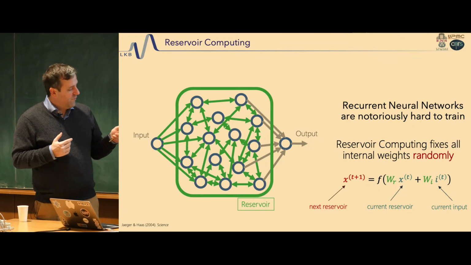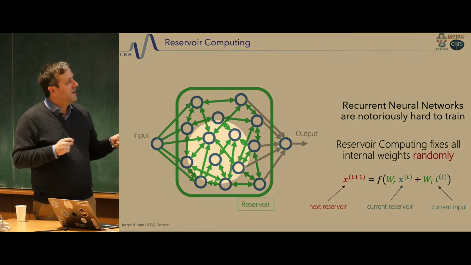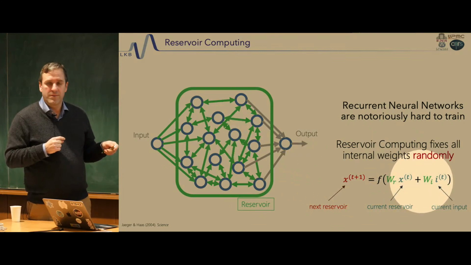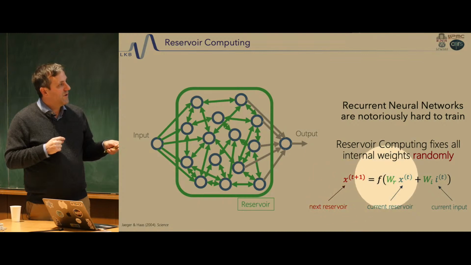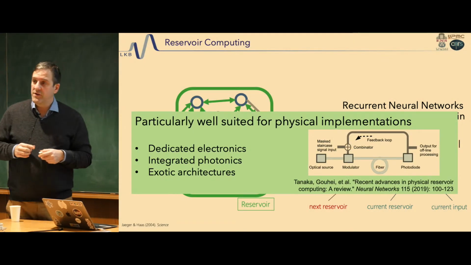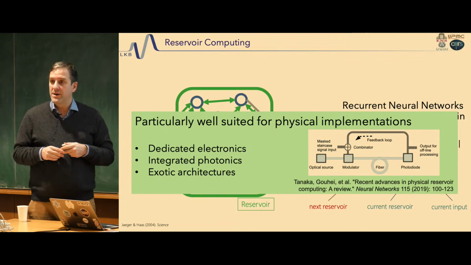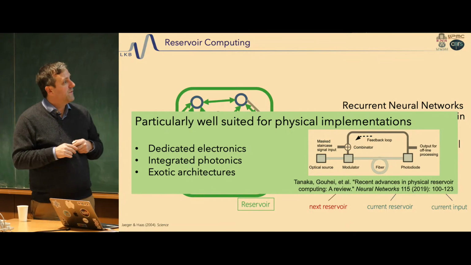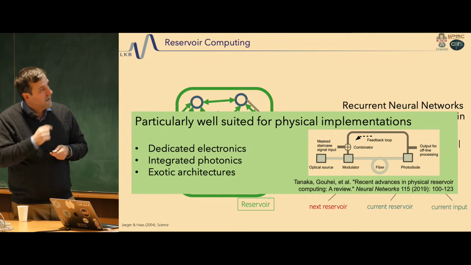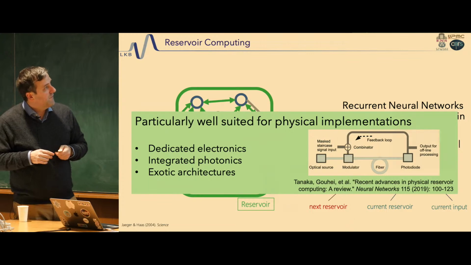But the nice point, and what made the connection, is that if you make the reservoir fixed and random, each iteration of the state of the neural network is basically a random matrix multiplication. Okay, so you calculate the next step of the reservoir from some nonlinearity times some weights plus some input weights for the new input. So this is particularly well suited for physical implementation, and it has been implemented in many different domains, in particular in photonics, but not only. And I can point out this review paper if you're interested in the field.